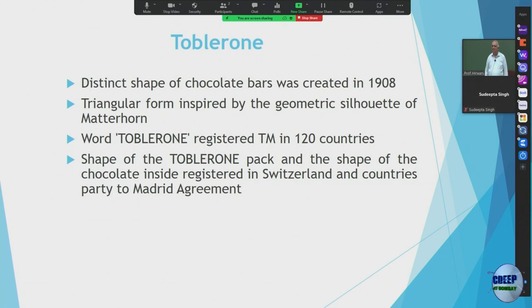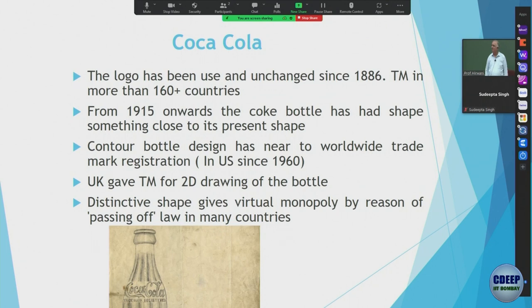And shape is also a trademark because the law allows you. So, nobody can make a triangular chocolate. Coca-Cola, although their trademark is one of the strongest trademarks in the world, but the Coke bottle with those ridges itself is registered worldwide. The UK gave trademark to even the two-dimensional drawing of the bottle. So, the distinctive shape gives you protection, and people cannot pass off. Nobody can make a bottle like this with those ridges.